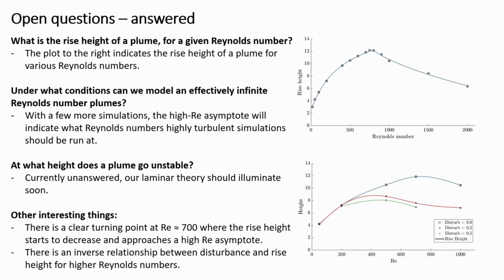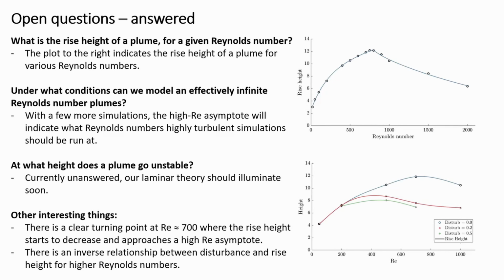We believe we can see an asymptote forming to the right of the plot, and again, with a few more simulations, we expect to uncover a more concrete asymptote. Our third question was, at what height does a plume go unstable? This question is currently unanswered, but we expect a result from our laminar theory hopefully quite soon.